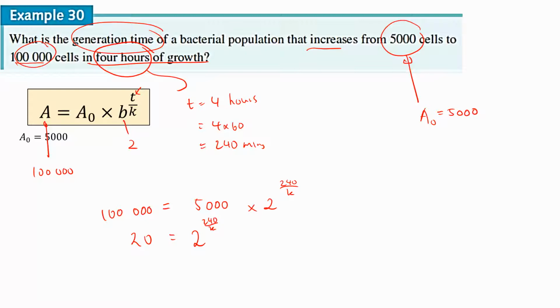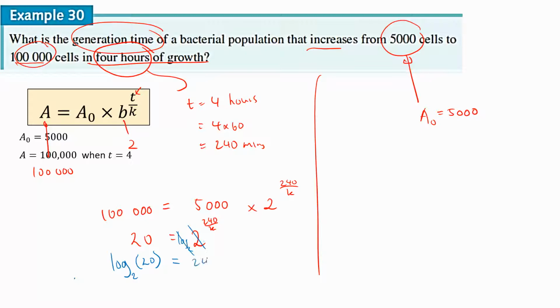Okay, now you want to get rid of that base 2. The inverse of base 2 is log base 2. So log base 2 on both sides. Log base 2 of 20 is equal to, now if you do log base 2, they cancel out, so you're left with 240 over k. So now I've got log base 2 of 20 is equal to 240 over k. How do I solve for k? Remember, if you don't like fractions, what have I taught you? Multiply. The opposite of dividing by k is times k.